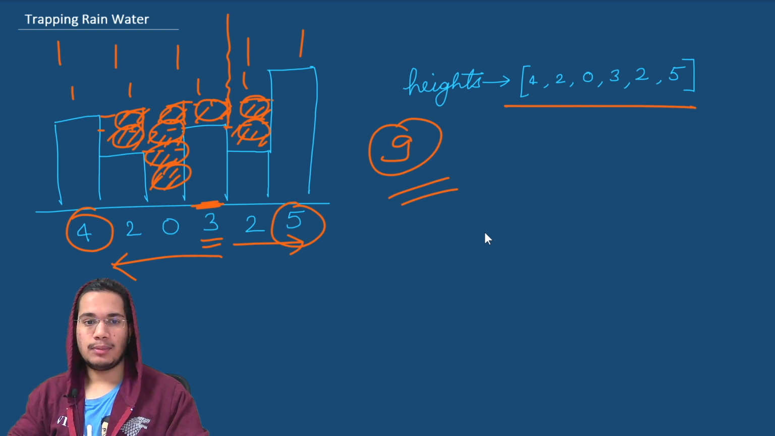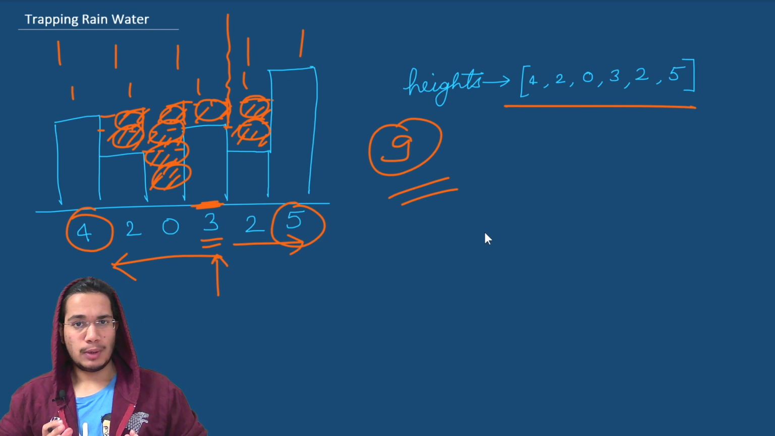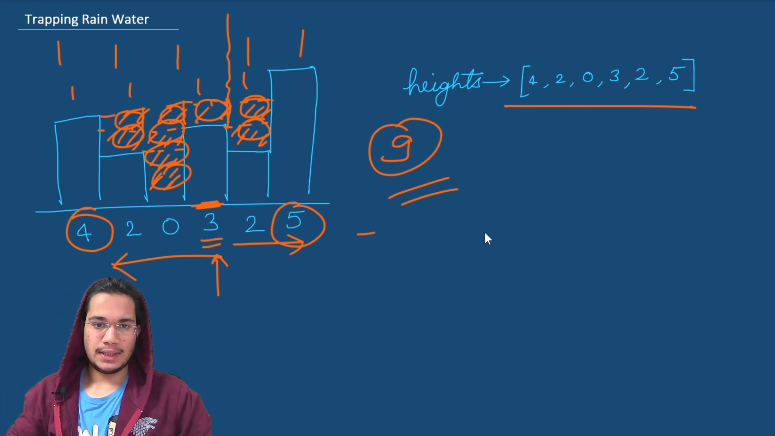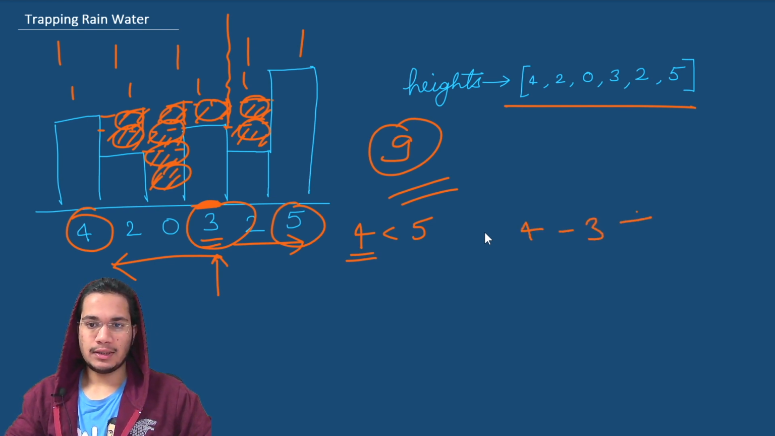Now, how do we check the amount of water that gets stored on top of 3? It's actually easy. Water will always be bounded by the shortest of the two buildings on its two sides. And so in this case, since 4 is less than 5, our water is going to be bounded by 4. And since 4 is also taller than 3, the water that gets stored is the difference in these two heights, that is 4 minus 3, which is 1 unit of water on top of building 3.